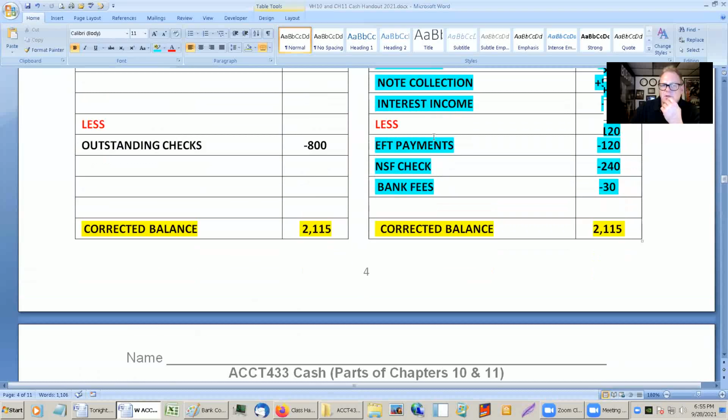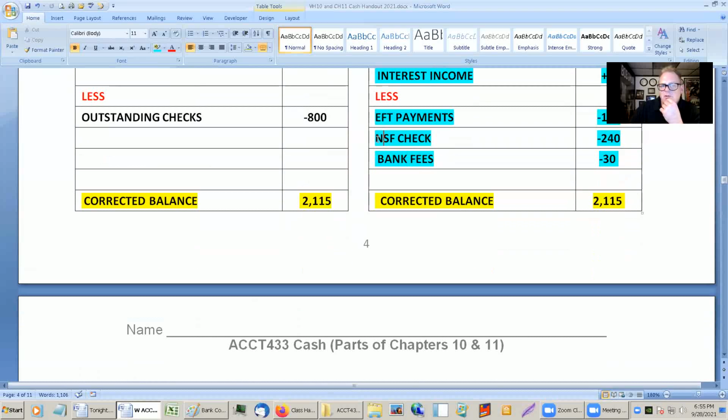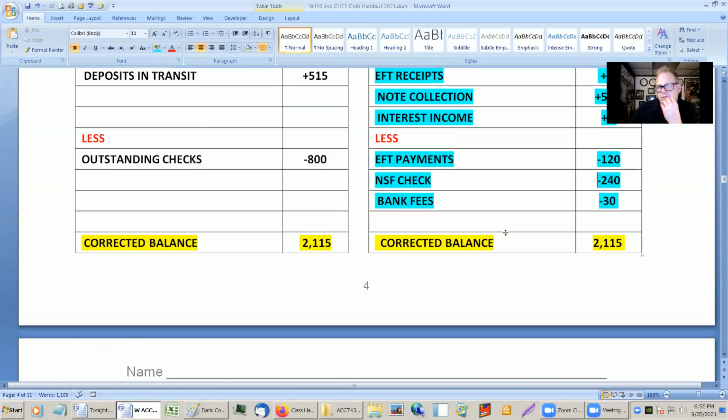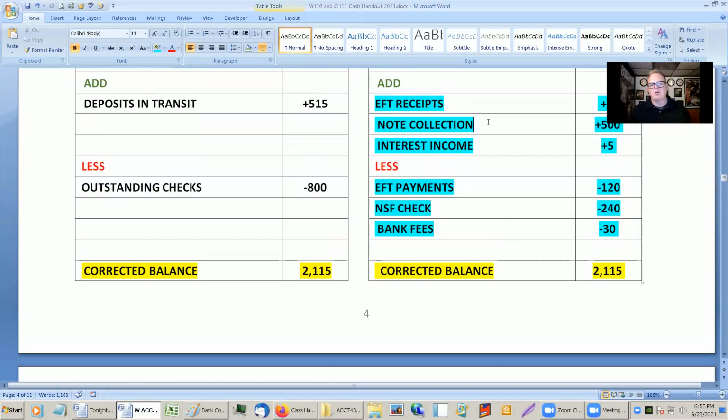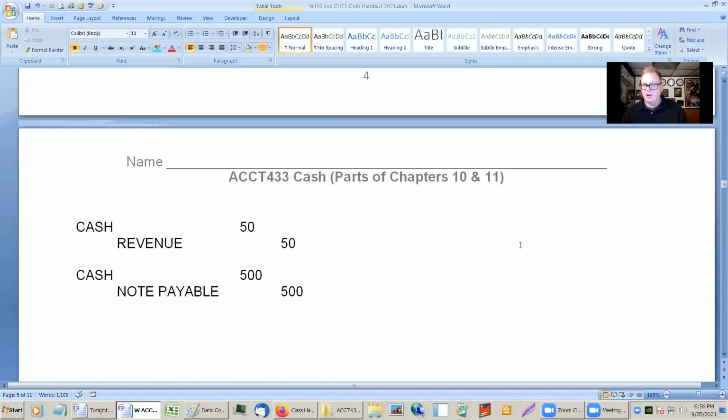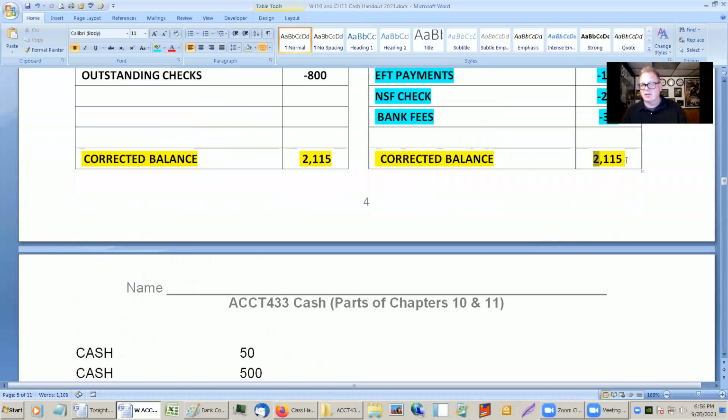So all of these are going to be journal entries. The tricky one would be the NSF check, because that would be accounts receivable. You're not going to forget about it, and cash. But all of these would be put on as journal entries. So if you have 6 things on that side, you'll have 6 journal entries, and then your cash account should come out to this corrected balance.